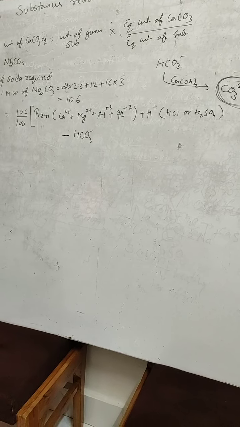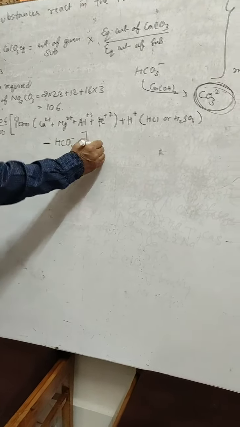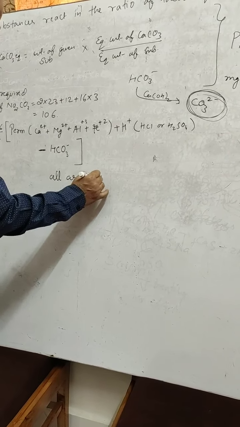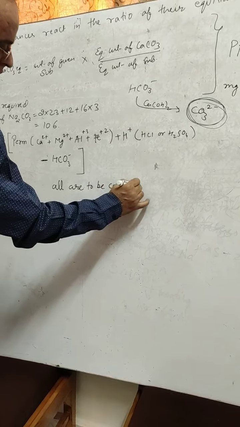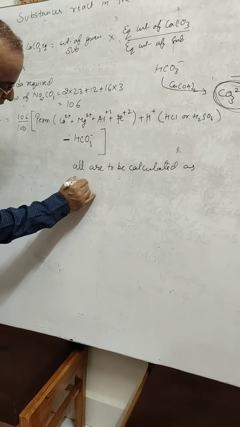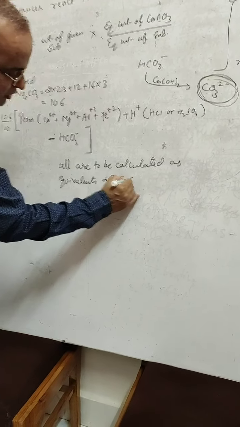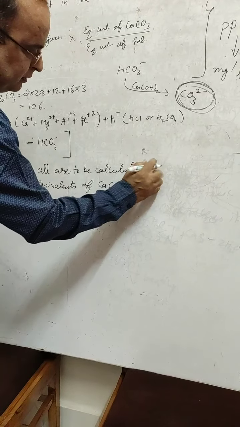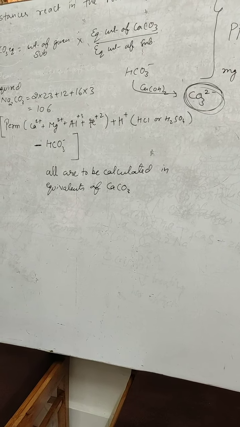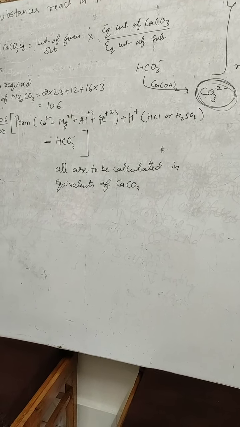And these are the requirements for soda, and again all are to be calculated as equivalents of calcium carbonate. Then we can calculate the value of soda. So in this way, lime and soda requirement is carried out.